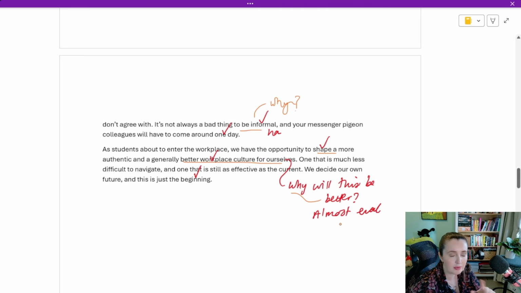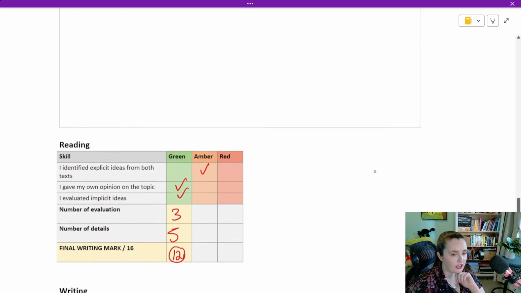And I said, why will this be better? If she would have developed that and said, what are the benefits of being informal and relaxed? She could have got some more evaluation. Okay, so how did she score?